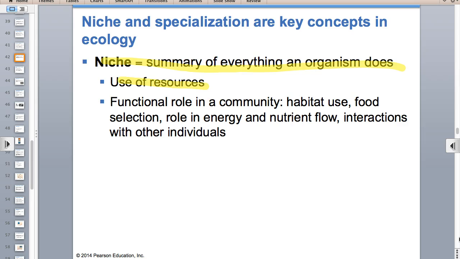It's an organism's job in the ecosystem. I think you've all heard that. It's your functional role. But it's not just what you eat, right? It's also how you're using the habitat, also with energy flow and that kind of thing.